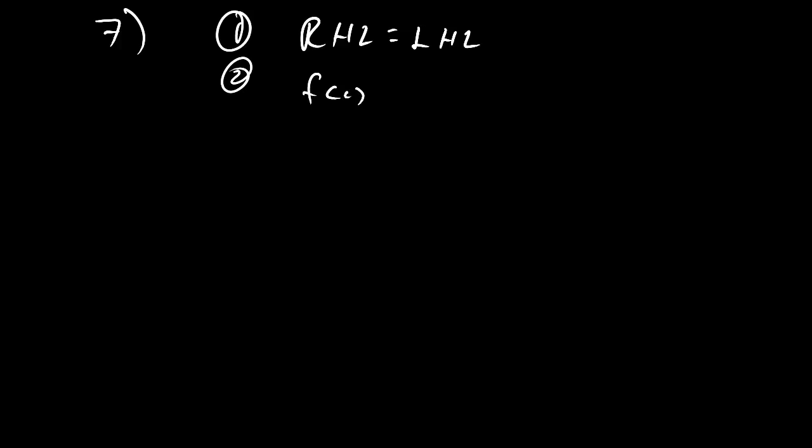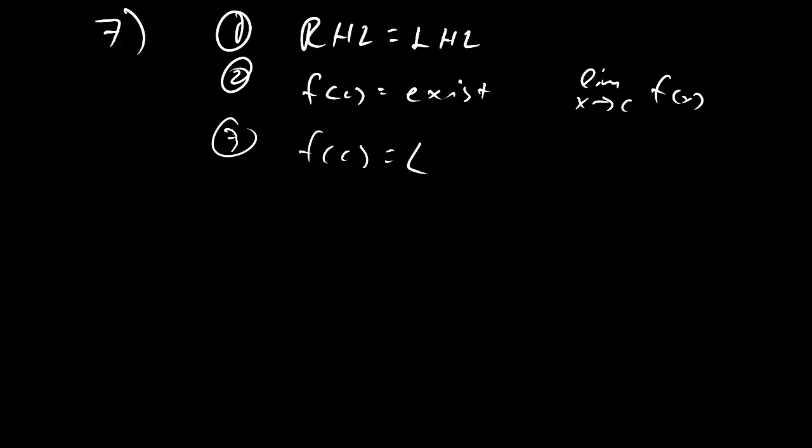So for number 7, the three conditions for a function to be continuous at a point are: the right hand limit is equal to the left hand limit; there is a function value at the point you're approaching, so if x is approaching c, then the function value at that point has to exist; and the third one is that our function value at that point has to equal the limit.